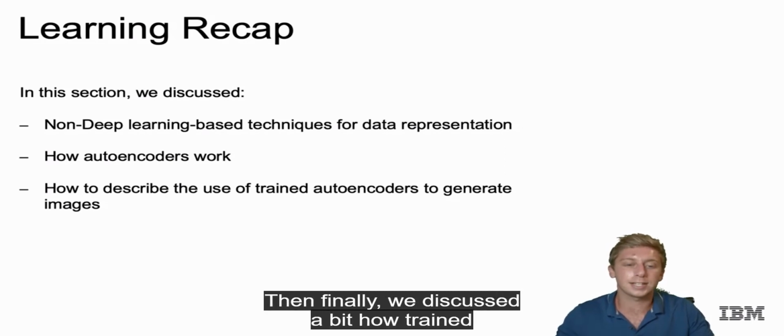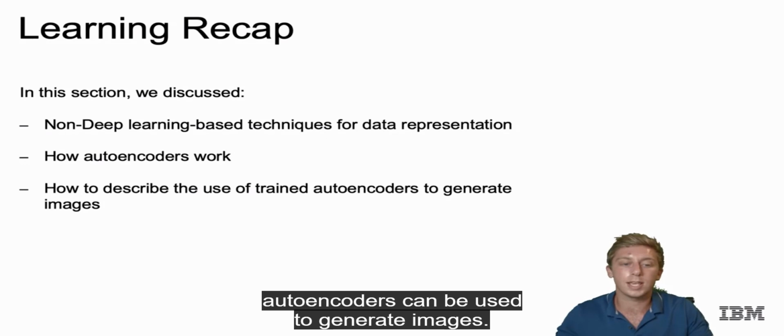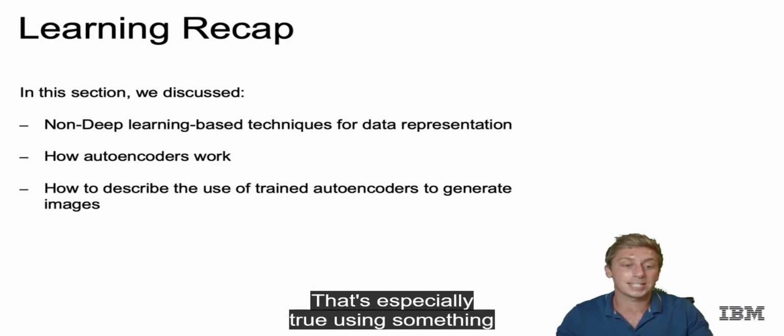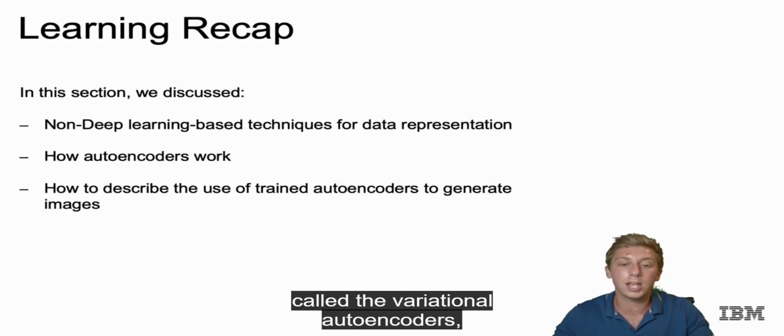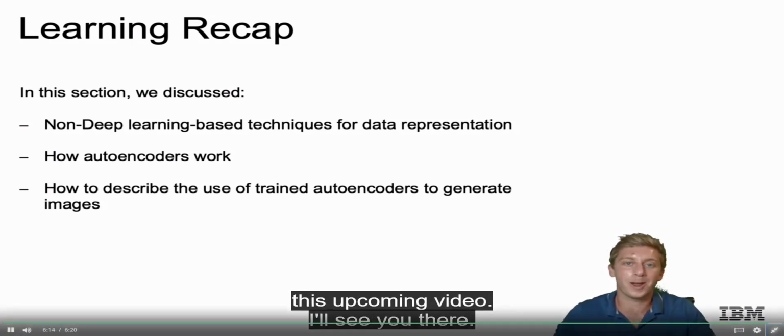And then finally, we discussed a bit how trained autoencoders can be used to generate images. And that's especially true using something called variational autoencoders, which we'll discuss in this upcoming video. All right, I'll see you there.